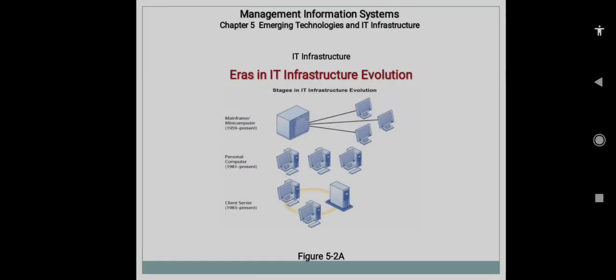So, ito yung figure na to. Ito yung eras in IT infrastructure evolution. So, nung 1959 to present, yung mainframe or minicomputer. 1981 to present, personal computer. 1983 to present, client server. Yung yellow ring dun sa client server, it connects the machines in the client server graphic sa isang local area network. Personal computers were standalone systems prior to the development of local area networks.